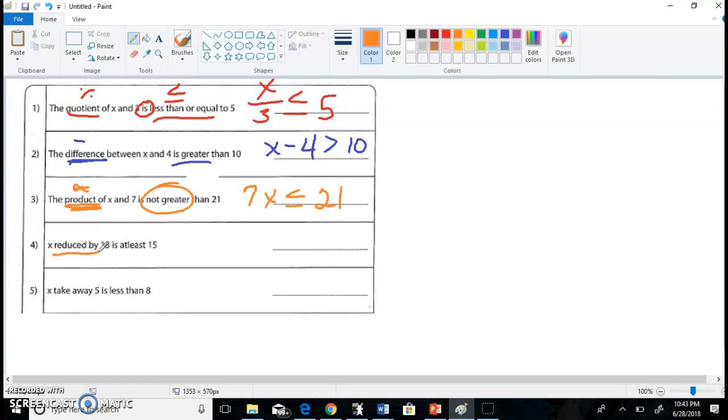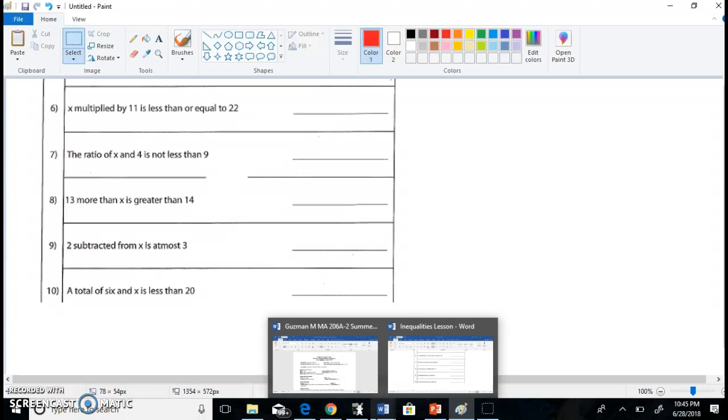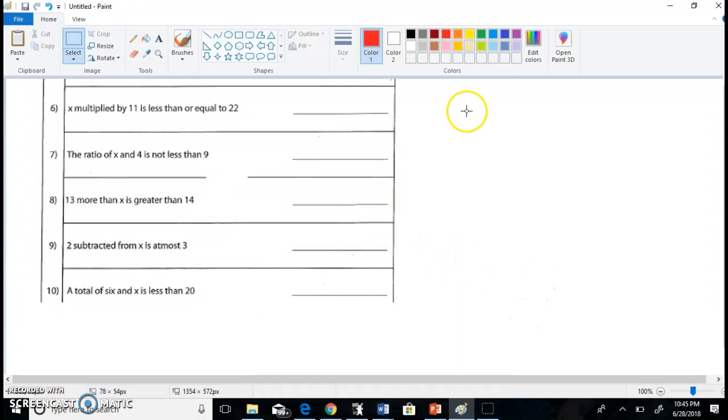Reduced by is another way of saying subtraction. So x reduced by 13 is at least 15. So think back, what does at least mean? At least 15 means 15 or more, so greater than or equal to. And then here's another: x take away. Take away means subtract. So x take away 5 is less than 8. Okay. Moving on to the next 5.